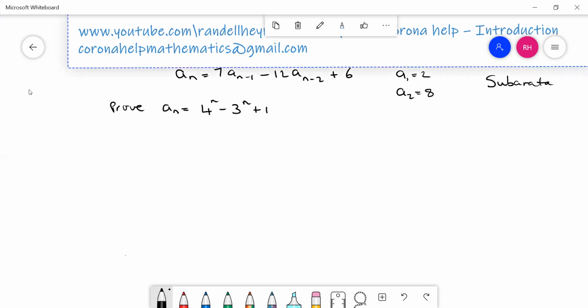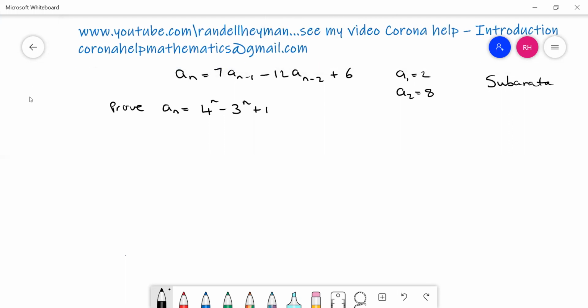Okay, I got an email from Subarata, who asked me about this recurrence relation that I've put up on the screen. Now, in this case, I'm going to do something a bit cute.